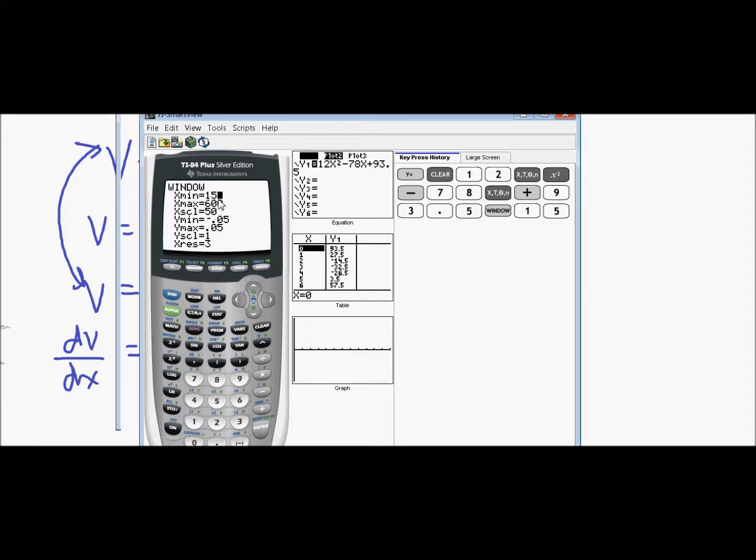Oh, I just changed the wrong thing, I'm sorry. Get out of there. 0, enter, 15, enter, and we'll count by ones, no problem. And for the y min and max, all I really want to make sure is that I can see where the zeros are. So as long as my y min is negative, we'll say negative 1, and the y max is positive 1, I'm going to be able to see where this thing crosses the x-axis.